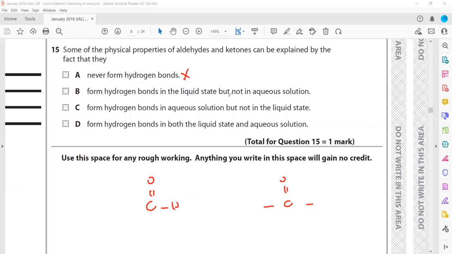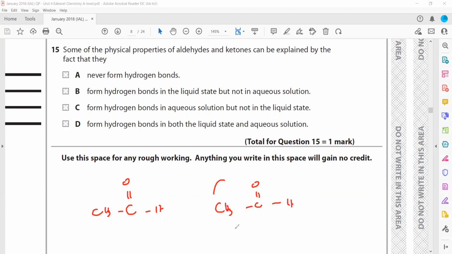Form hydrogen bond in a liquid state, but not in aqueous. Though they do, that is opposite. Because when they are in a liquid, between the two aldehyde molecules, they don't tend to form the hydrogen bond. Hydrogen bond is formed only when water is there. So in aqueous, for example, if I have say ethanol. So ethanol is there. This is one molecule of ethanol, and then this is another molecule of ethanol.